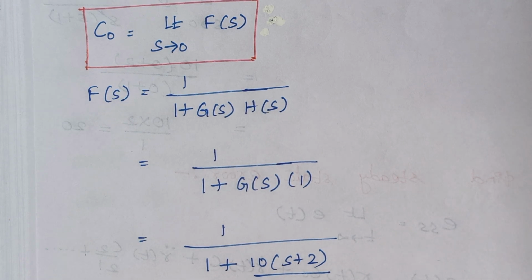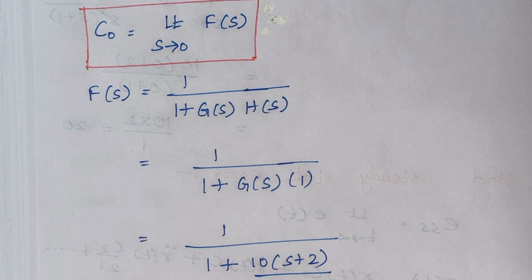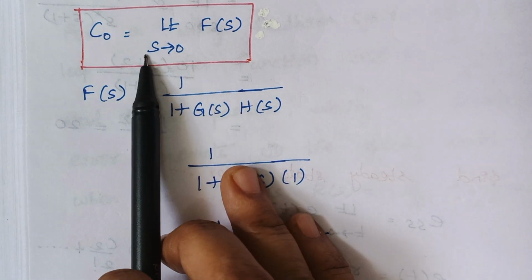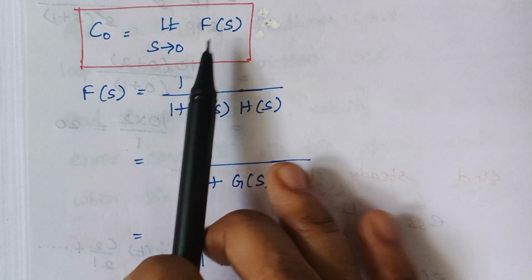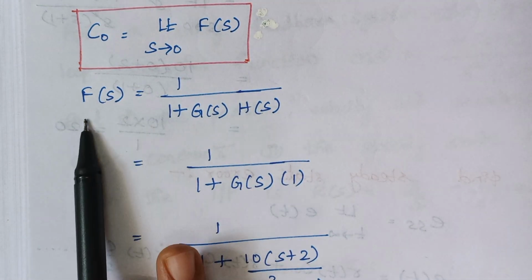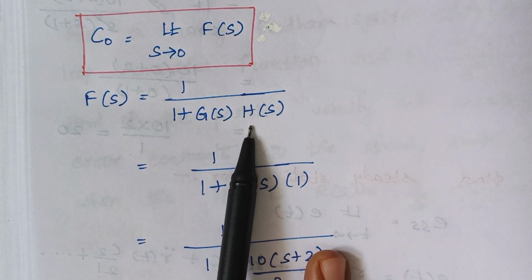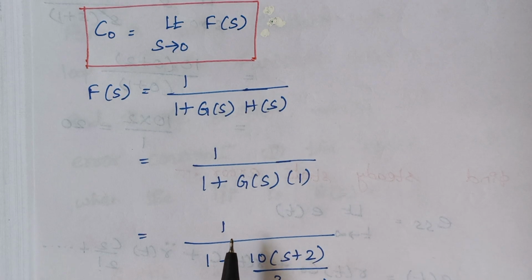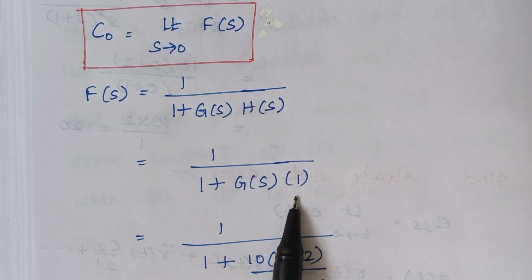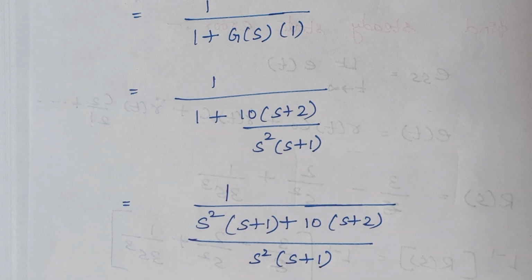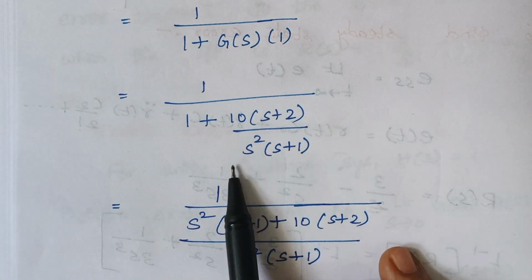Now we are going to calculate the values of generalized error coefficients, and here the first generalized error coefficient is C naught, which is equal to limit s tends to 0 of f of s. The formula for f of s is 1 by 1 plus g of s into h of s. Since it is a unity feedback system, the value of h of s is equal to 1 here. Now we are going to substitute the value of g of s here.